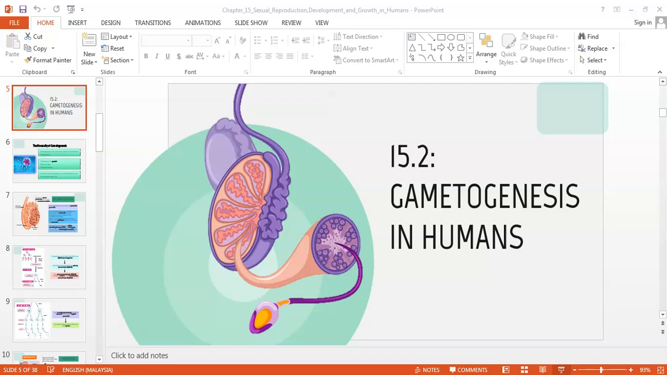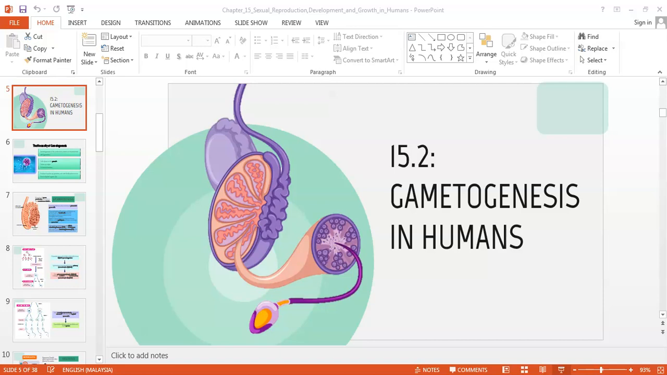And when the girl reach puberty, the primary oocyte will continue meiosis 1. Maksudnya tadi kan, sebelum dia lahir, the primary oocyte will stop the process at prophase 1. So after prophase 1 is metaphase 1, anaphase 1, telophase 1 lah. Dan metaphase 1, anaphase 1 dan telophase 1 ni akan berlaku apabila gadis ini telah mencapai puberty, to form a secondary oocyte and a first polar body.